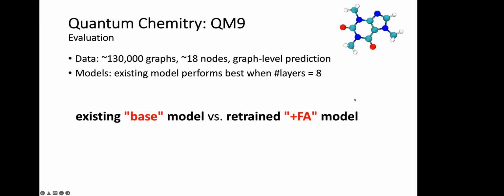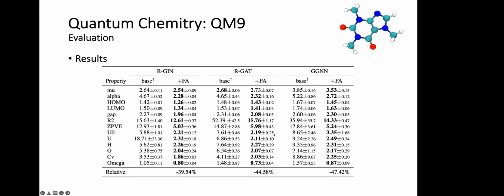For the models, they use the existing model, which performs best when the number of layers equals 8. This tells us that this is a long-range task because the number of layers equals 8. So they use the existing models as the base models to compare with their retrained models, which add a fully adjacent layer. The results are shown here.